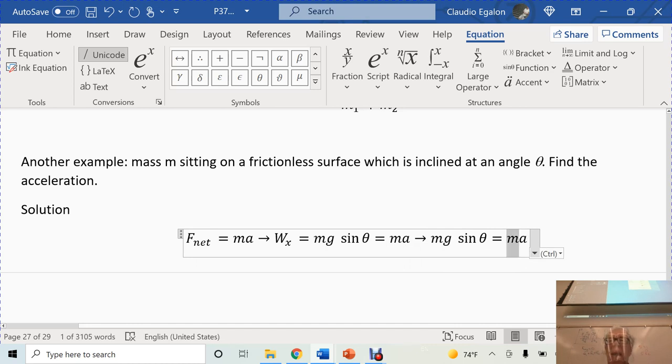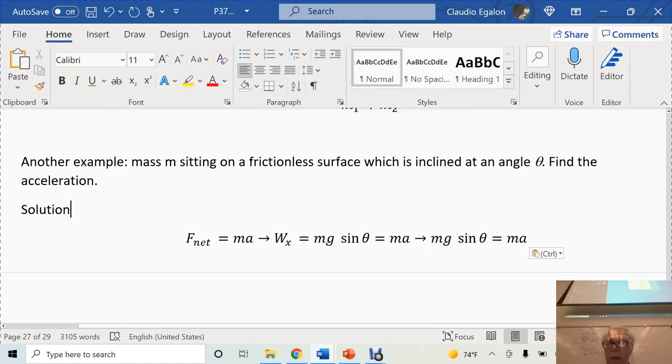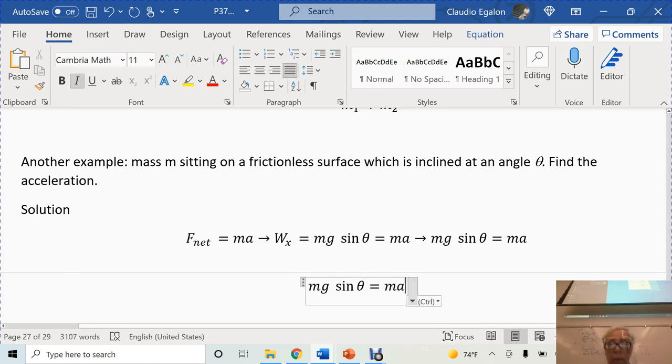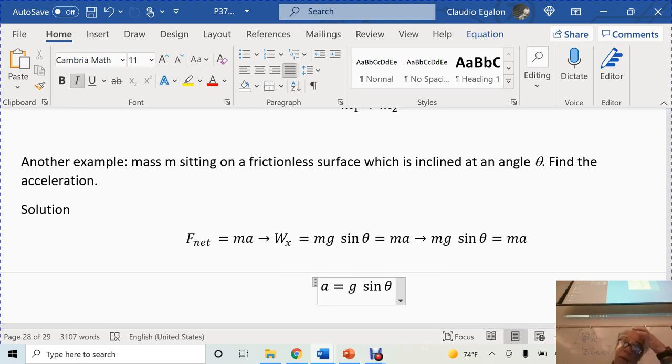What happens to the mass? The mass cancels out, right? I'm going to put it in the next line. Mass cancels out with mass. And this g, sine of theta. That's the acceleration that we get.